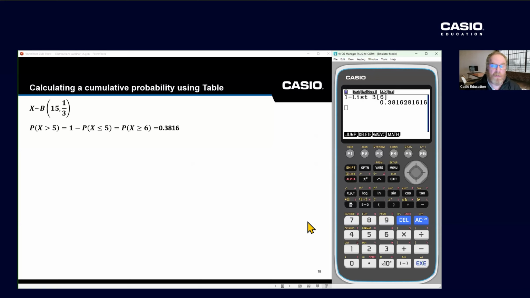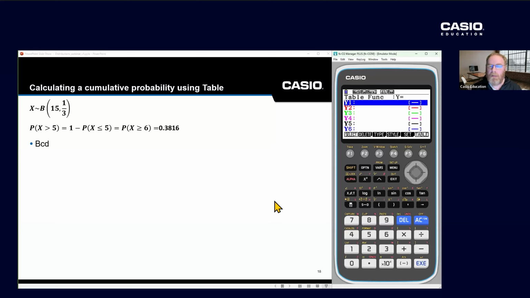Personally, I would probably approach this using table. In the good old days, we used to have tables of probabilities. Not so important anymore, but it's quite nice that you can make your own tables with any N and P values. So let's go to table. This is table mode. Normally the same functions in graph will be carried forward to table.